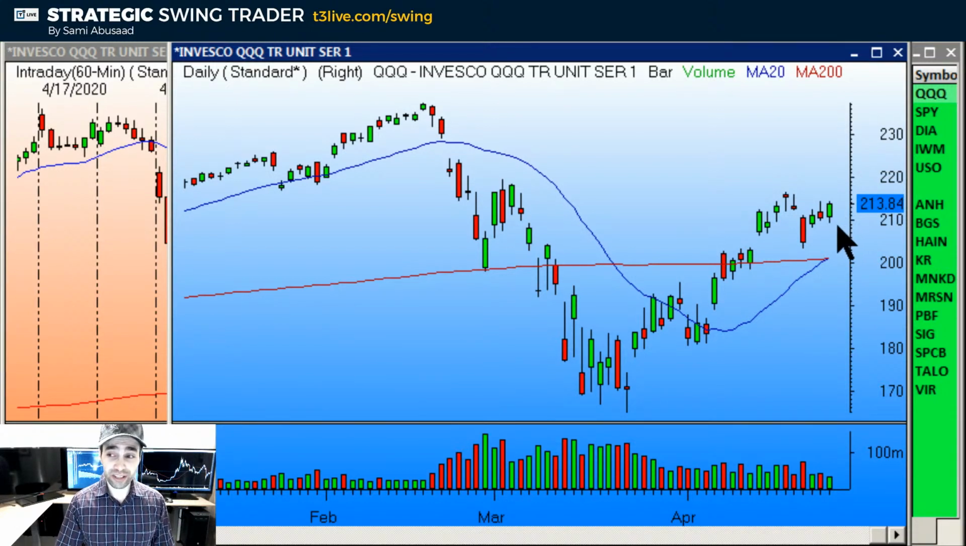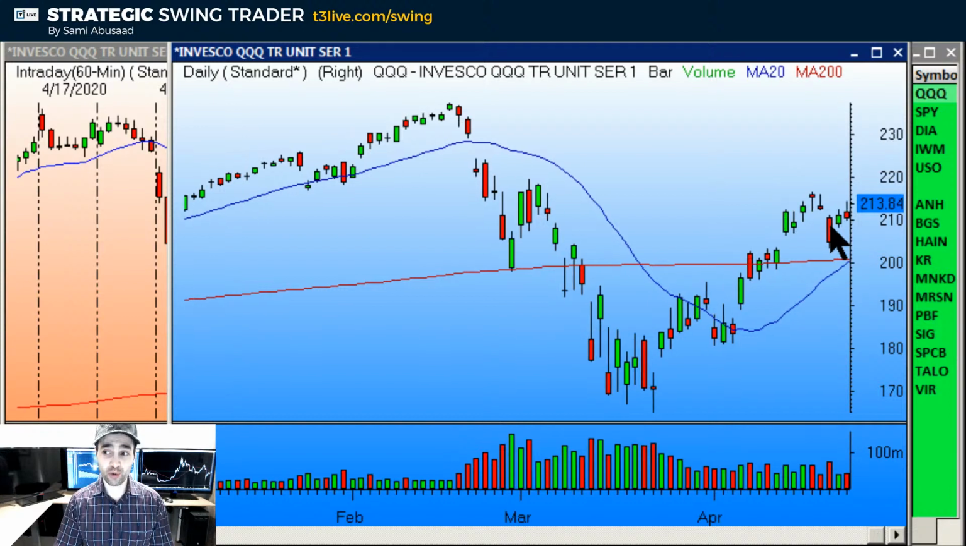I did play short one day on this whole way up, and I lost money, which was actually Friday. A couple of the shorts, I was too soon. I shorted too soon.